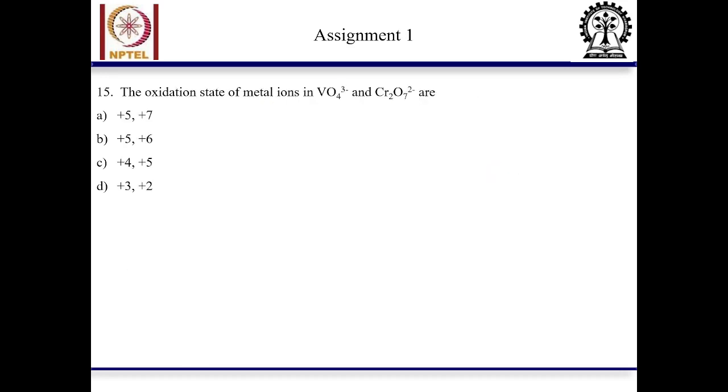The oxidation state of the metal ion in VO4 3 minus and Cr2O7 2 minus. Can anyone write in the chat box what the answer will be, or just simply calculate it and let me know.